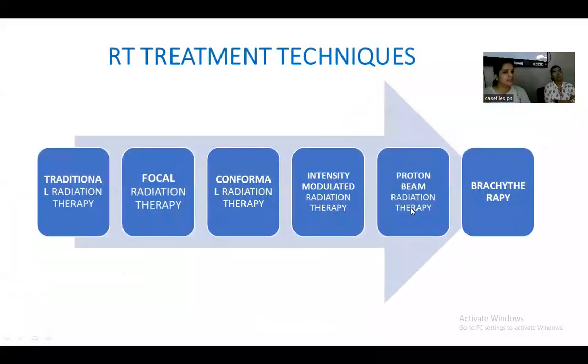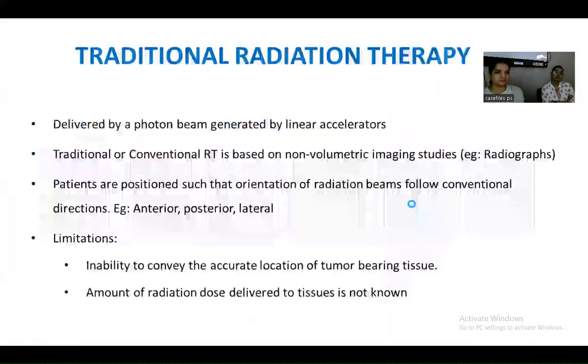Now coming to the different kinds of radiotherapy treatment techniques, we are proceeding with traditional radiation therapy, focal radiation therapy, conformal radiation therapy, intensity modulated radiation therapy, proton beam radiation therapy, and brachytherapy. The traditional radiation beam therapy is basically the most traditional method, and it is delivered by a photon beam that was generated by the linear accelerator.